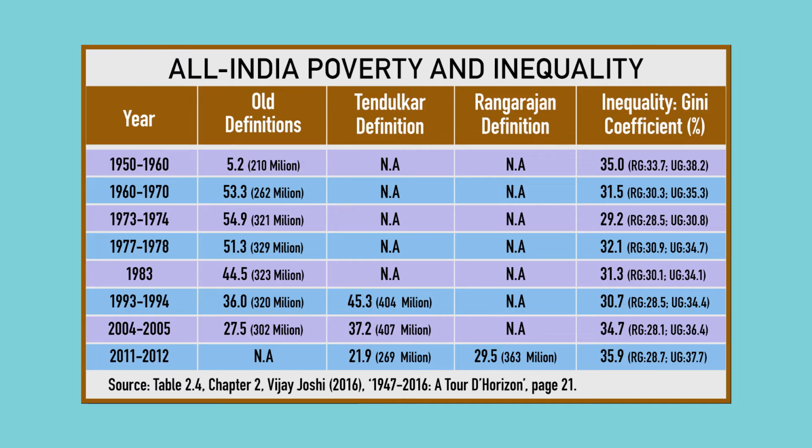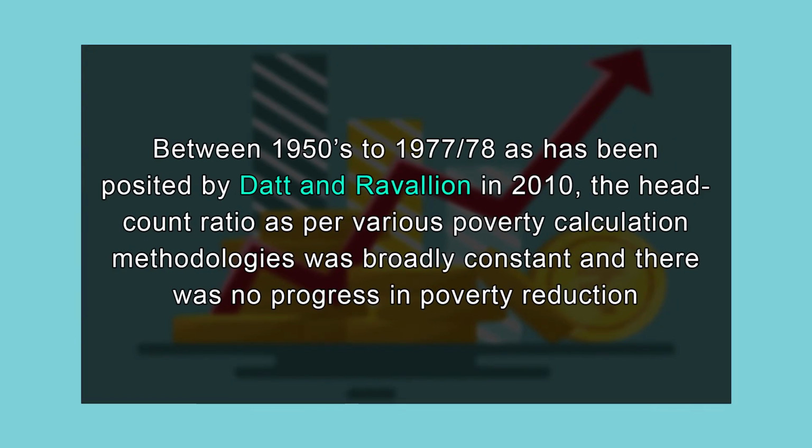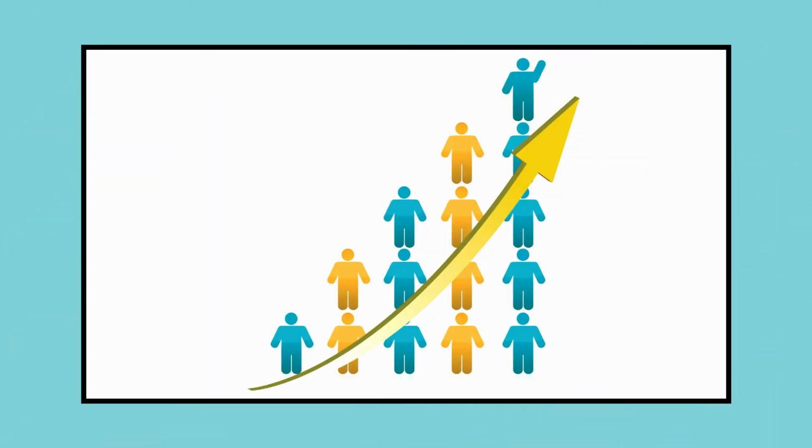As is clear from the trend depicted in this figure, the slow growth and neglect of human development in the first 3 decades of the planning years led to a comprehensive failure in poverty alleviation. Between the 1950s and 1977-78, as posited by Datt and Ravallion in 2010, the head count ratio, as per various poverty calculation methodologies, was broadly constant and there was no progress in poverty reduction. This means, in terms of data, more than half the population of India was below the poverty line for almost 3 decades post its independence from British rule. High population growth during this period meant large additions to the absolute number of poor people were also happening at the same time.